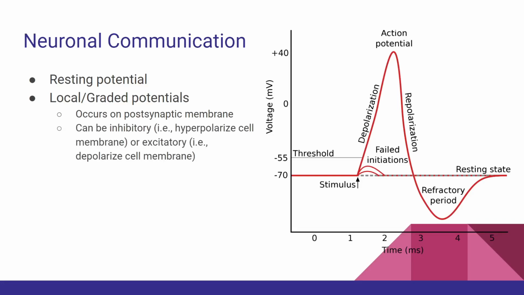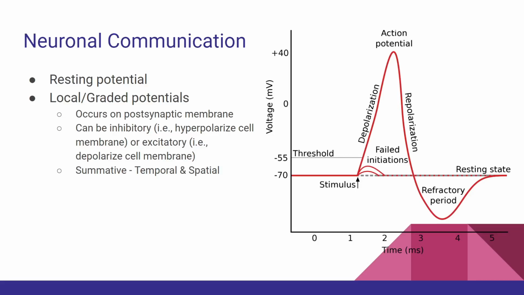And these can either hyperpolarize the cell membrane or depolarize the cell membrane. So if it's inhibitory, it can make it harder for an action potential to occur or harder for that cell to activate. And if it's excitatory, then it makes it easier for that cell to activate or easier for the information to travel along that cell.